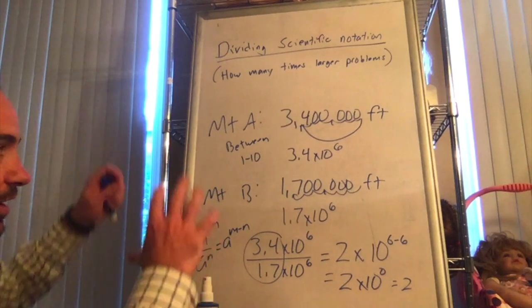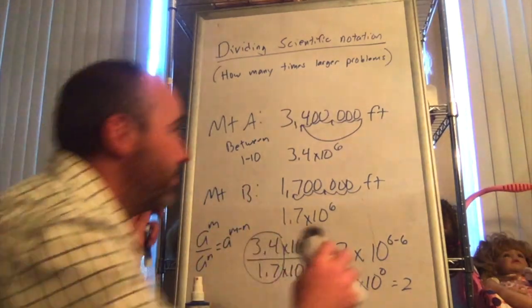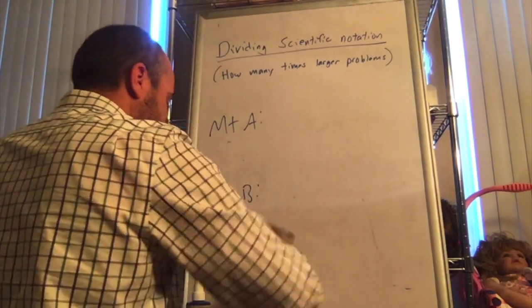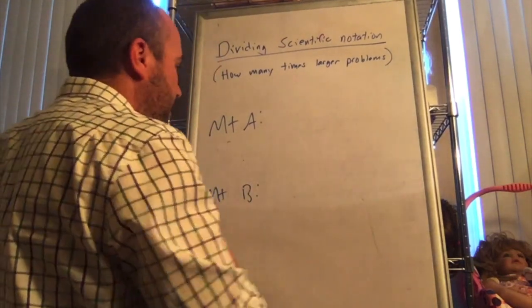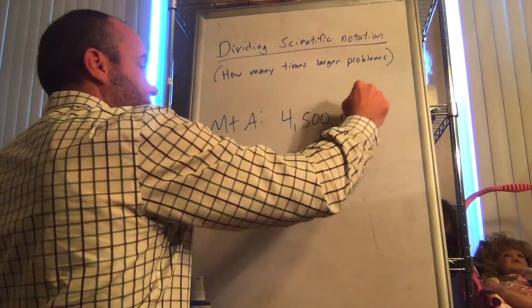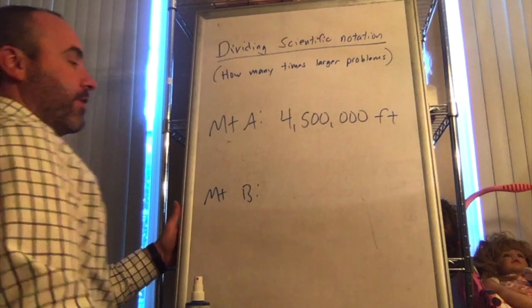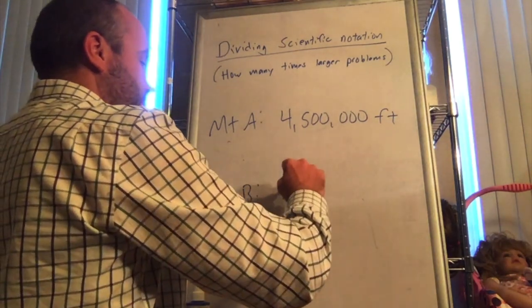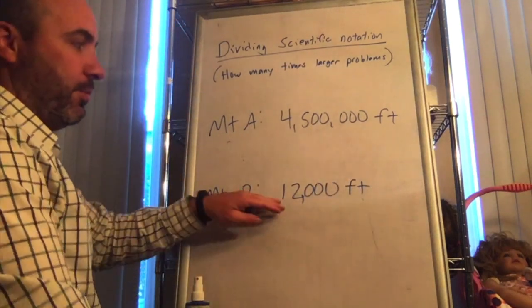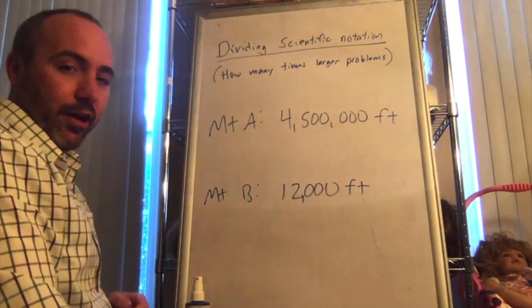So that's just, like I said, I wanted to start with a real simple problem and show kind of the basics. Now let's go to a little bit more advanced problem. So let's look at mountain A. Let's make mountain A pretty big here. We'll go 4.5 million feet. Mountain B isn't going to be nearly as high. All right, so let's say mountain B is just 12,000 feet tall, which is actually about 2 miles high. That's actually pretty large.